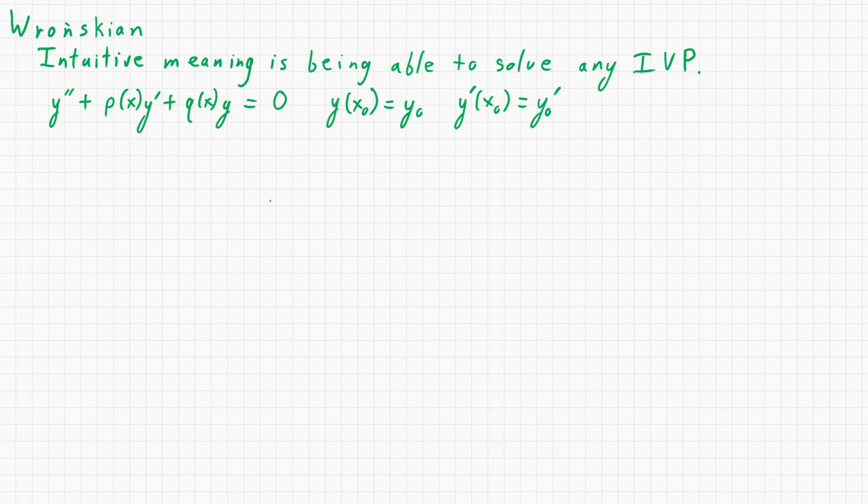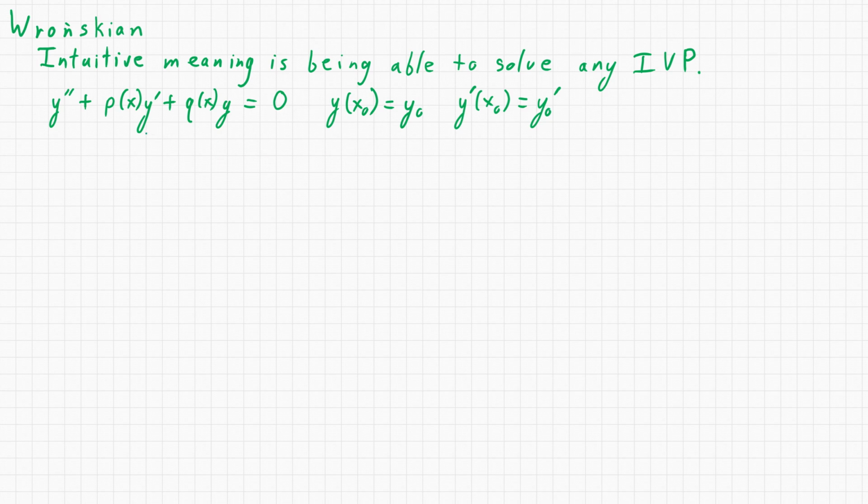So the definition of the Wronskian is this function that takes in a bunch of other functions, and it's a determinant of a matrix of those functions and a bunch of their derivatives. But then what does it actually do? What is it used for? So intuitively, the meaning of the Wronskian is being able to solve for any initial value problem, meaning any initial conditions for an initial value problem.